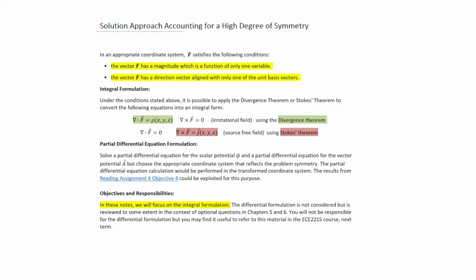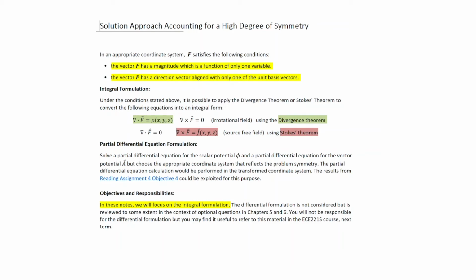The vector F has a direction aligned with only one of the unit basis vectors. So again, keeping to a Cartesian system, I could say that the vector F only points in the y direction, a specific direction. I mean, it could also be at some angle, right? But you can always derive new basis vectors if you want to. Nevertheless, it's just one particular direction.